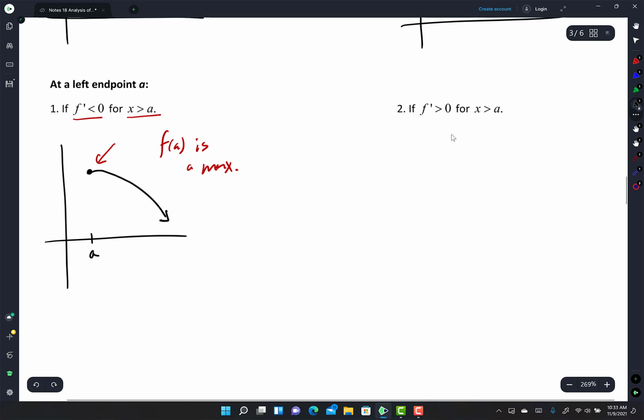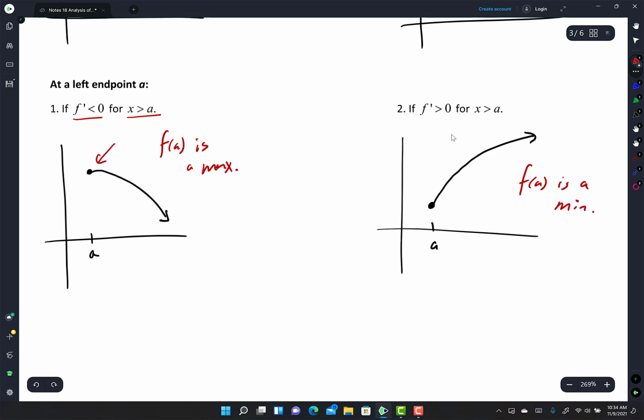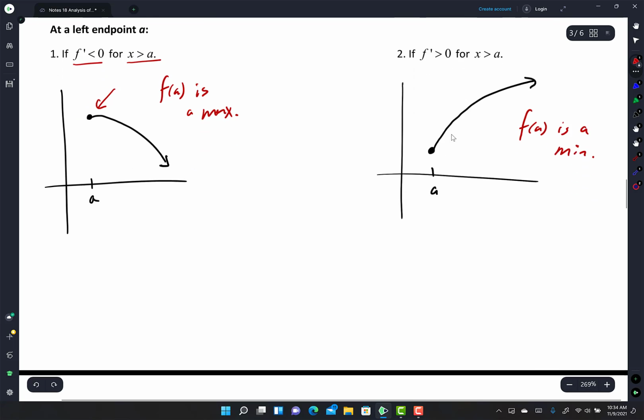Here's scenario 2. It's saying that a comes first, and then all my values are larger than a, and then it says f prime is bigger. So that means I have this going on. And it doesn't matter the concavity. Let me do one concave down. So notice this one is a min. F of a is a min. You probably won't have to justify the endpoints, but make sure that you know why. Are we okay?